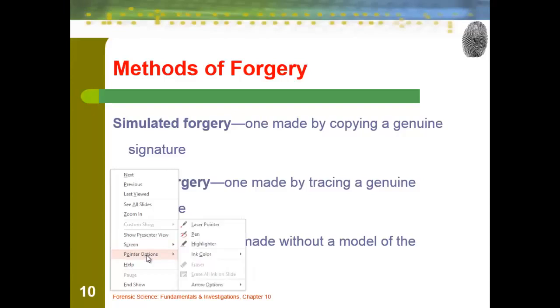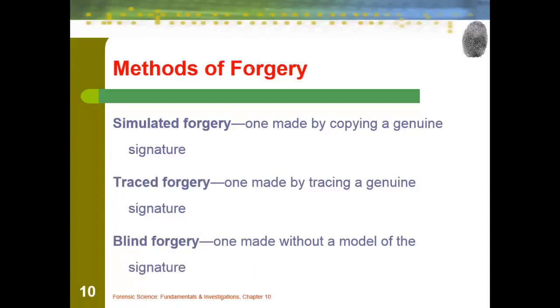Today we're going to start looking into our second part on documentation, and we're going to start looking into the idea of forgery. Now, this first slide is 2 slides on your page, so it's broken down into 2 parts. Our first one looks at simulated forgery, one made by copying a genuine signature, so kind of just looking at one, copying from the other.